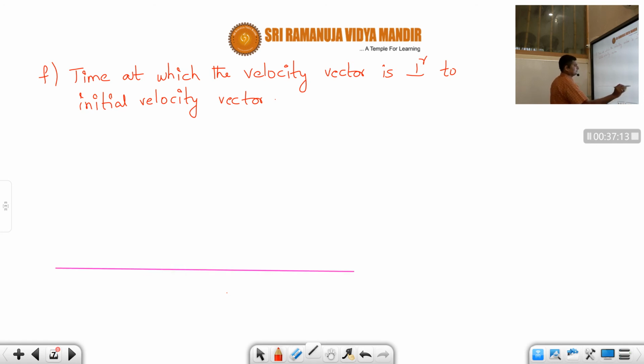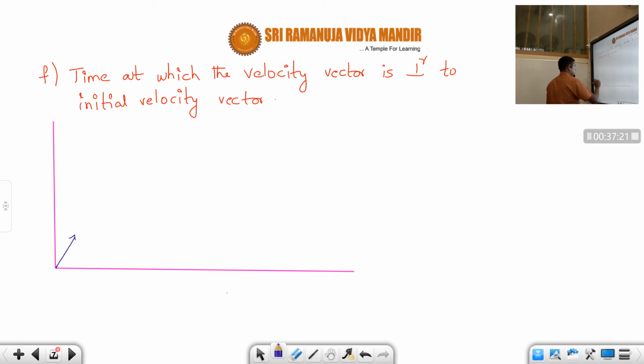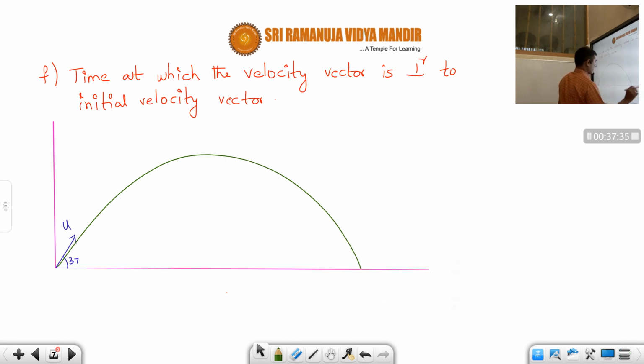Let us say this is the projectile. Now let us say we projected with some initial velocity u at an angle of 37 degrees. So now what will happen? It will follow a projectile path like this. Now this is the initial velocity vector. Correct or not, students?